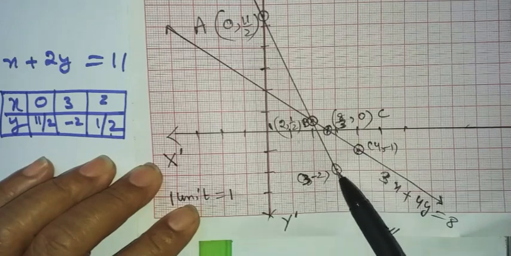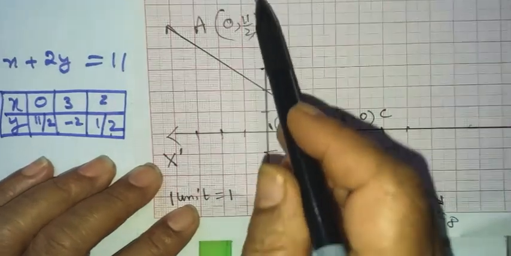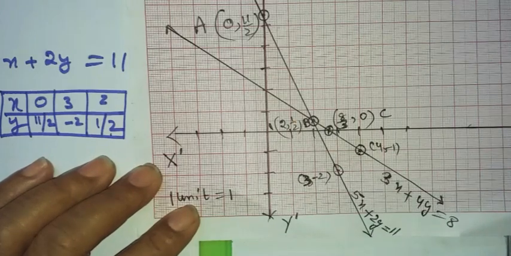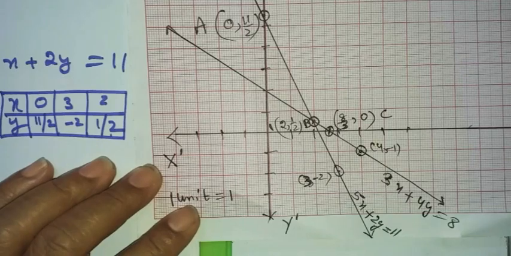So, this is the point (3, -2). I took this point and I took this point and we joined them, and we got the equation of the line 5x plus 2y equal to 11. Now, let us shade the regions got by these inequalities.